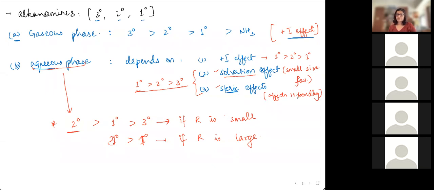Hydrogen bonding is important because it further affects the stability of the cation that's formed, the conjugate ion. So this is all about basicity. Once you're done noting this, we'll look at reactions.